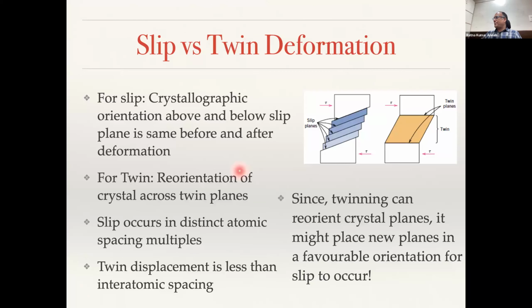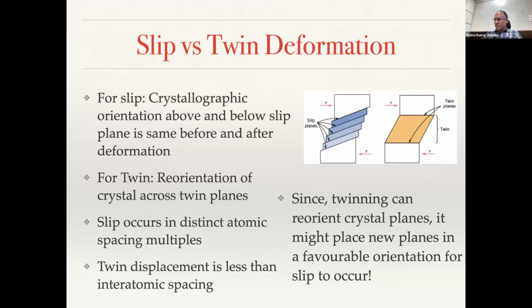So if you look at slip, the surface features will look something like this, whereas for twinning, you will have twin planes about which you can see the plastic deformation taking place. For slip, the crystallographic orientation above and below the slip plane is the same. Before and after the deformation, the crystallographic orientation will not change below and above the slip plane. Whereas in twins, the crystallographic orientation will change above the twin plane and below the twin plane.